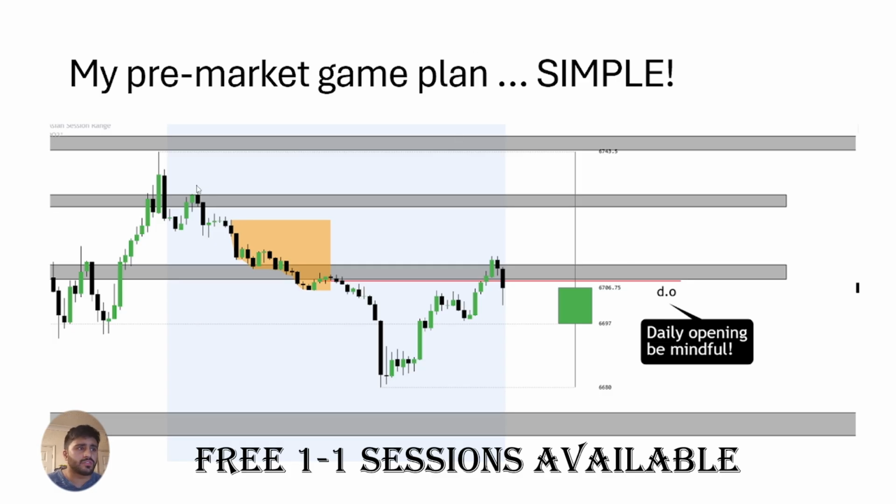But what we can see here, if we zoom in, is that we have a 15-minute fair value gap here. So this was my key level. For those traders who are interested, this was a key level that held from the previous week, end of September, going into the start of October.